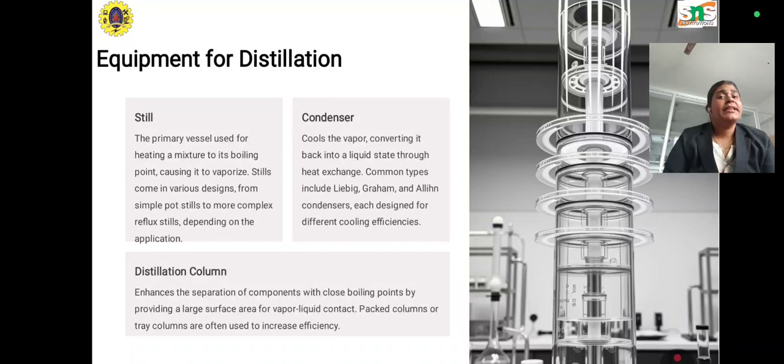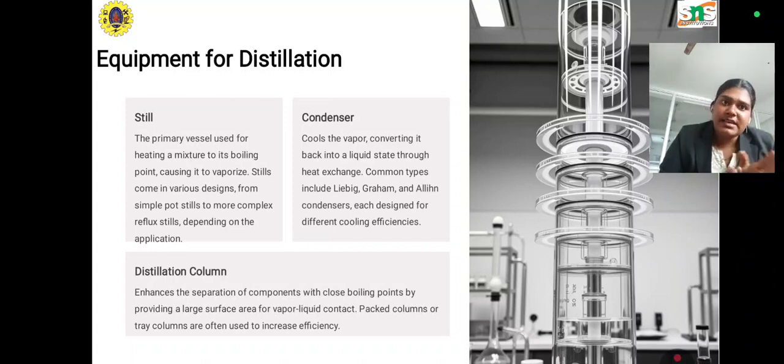So what are the main equipments for distillation? It consists of three: first a still, a condenser and a distillation column. The still is the primary vessel used for heating a mixture to its boiling point, causing it to vaporize. Stills come in various designs, from simple pot stills to more complex reflux stills.